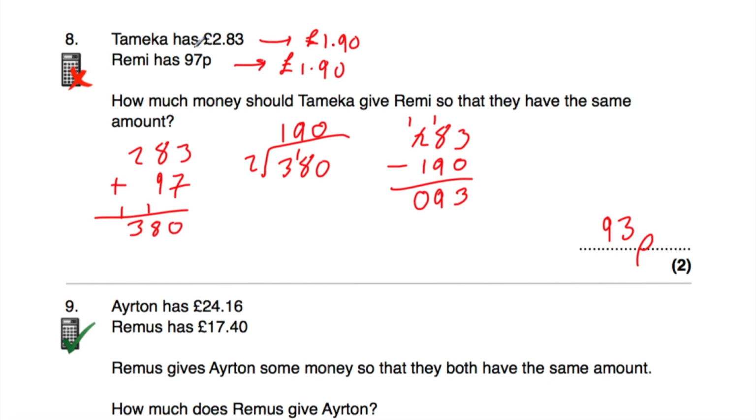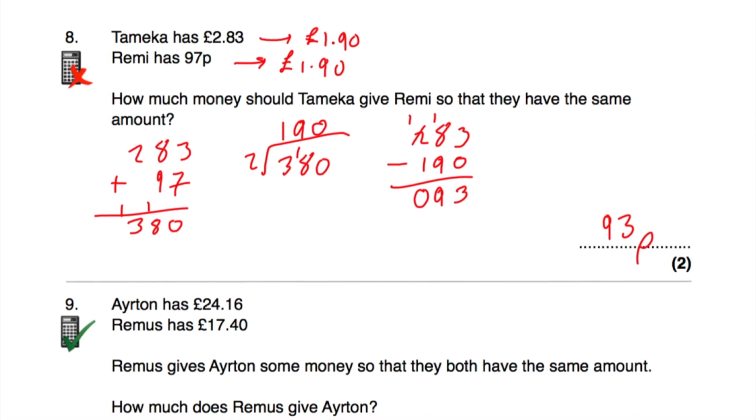Another way we could have done this question was to work out the difference in the amount of money they had to begin with. So take the 97p away from £2.83 to work out the difference in the amount of money they've got. And then if we halve that, that's how much Tamika could give him. So then Remy's amount of money would go up to the middle and Tamika's amount of money would go down. So if you took those away from each other, you get £1.86. And then if you divide it by 2, you get 93p. So that means that Tamika could give him 93p, so they both have the same amount.